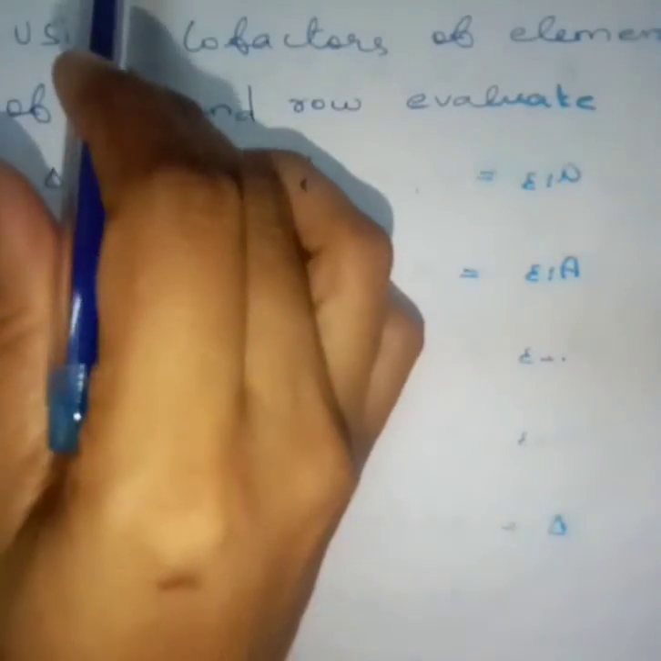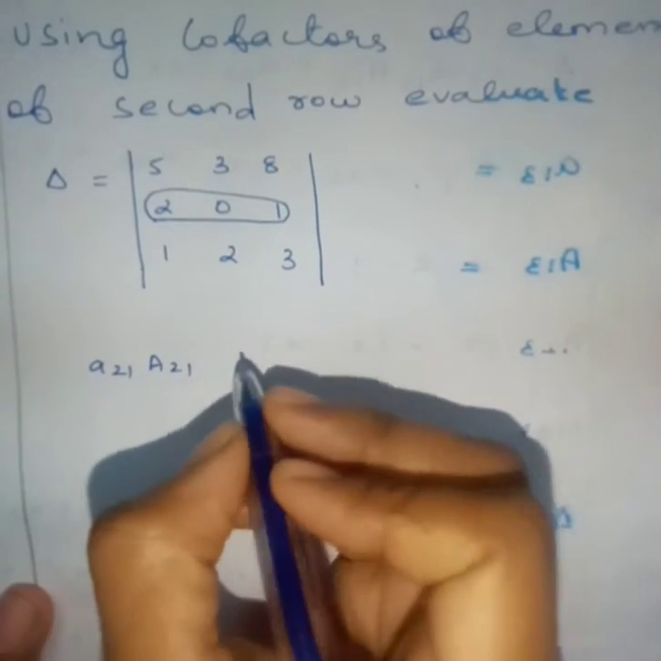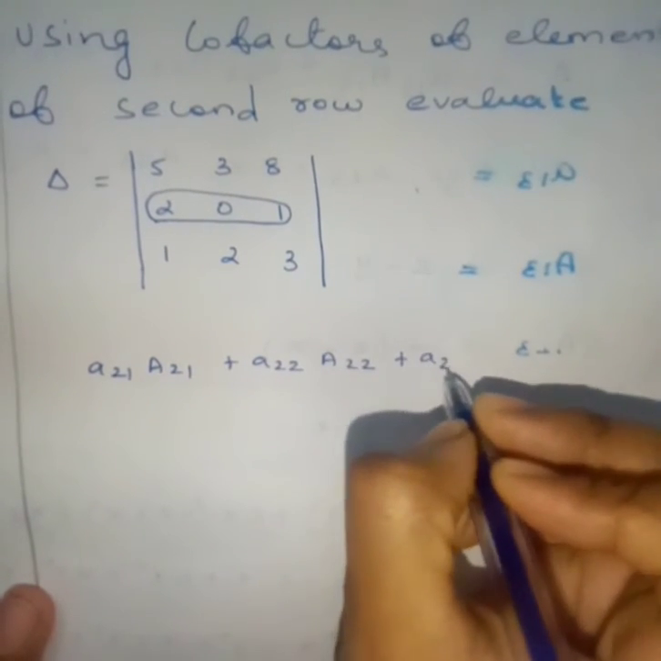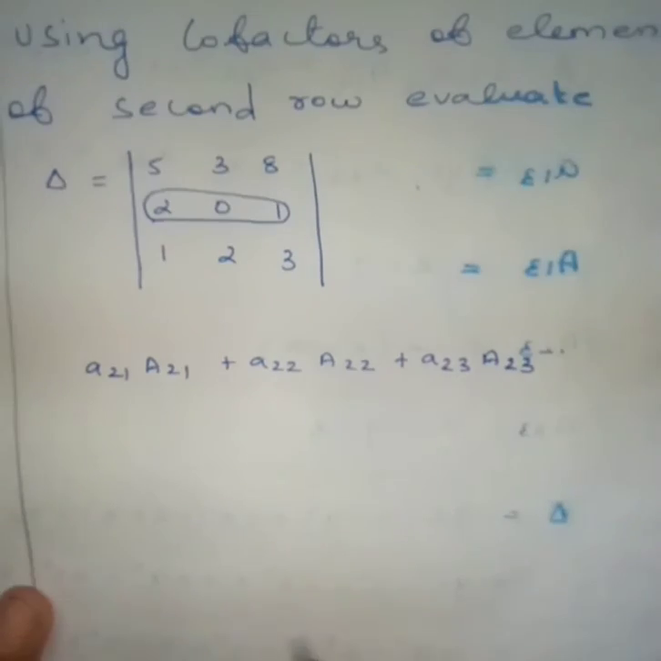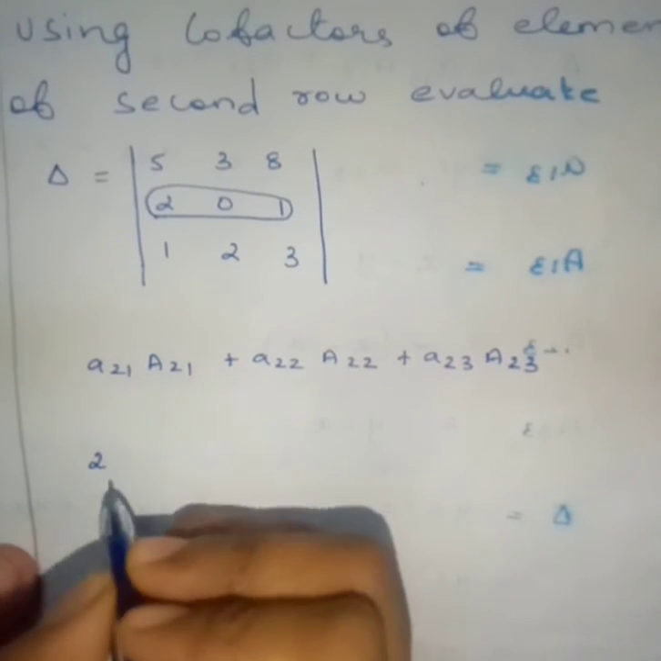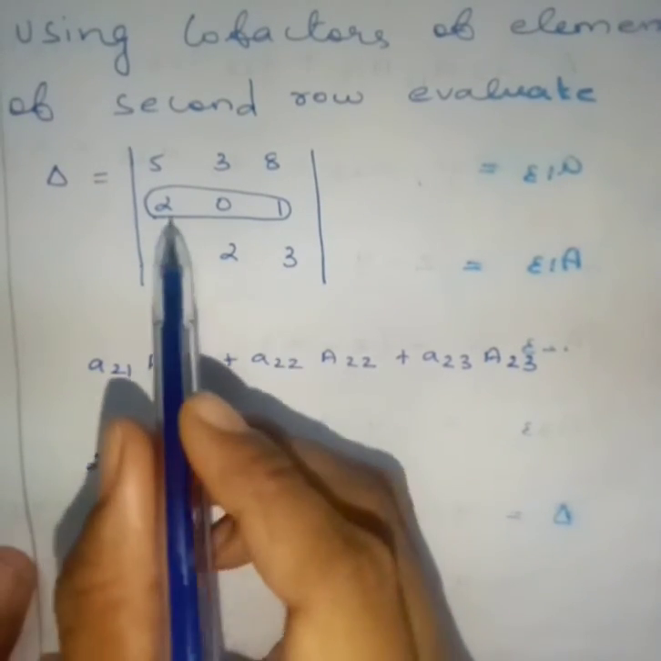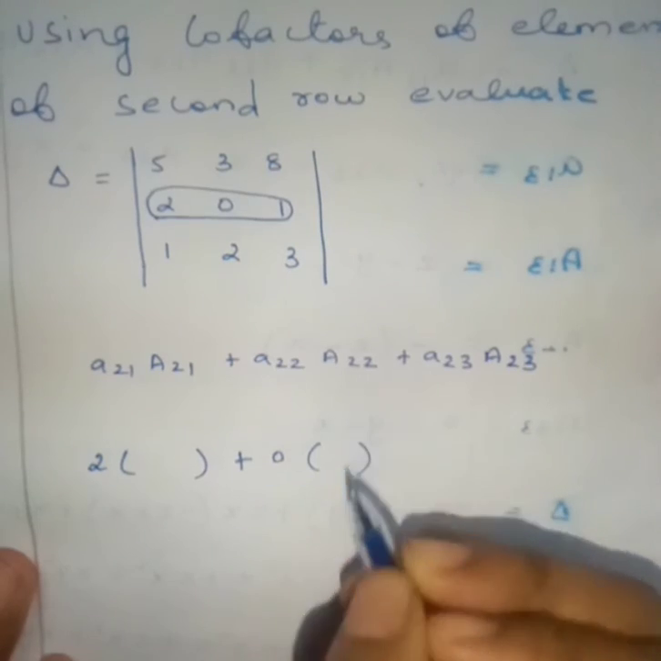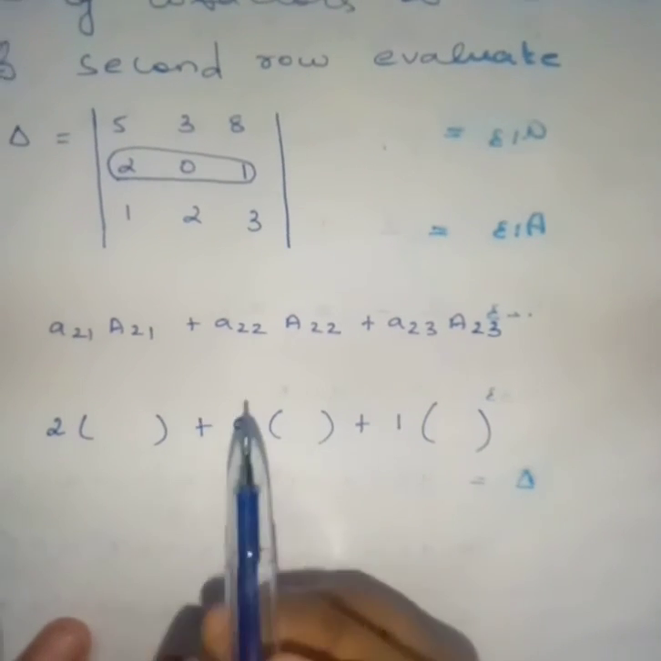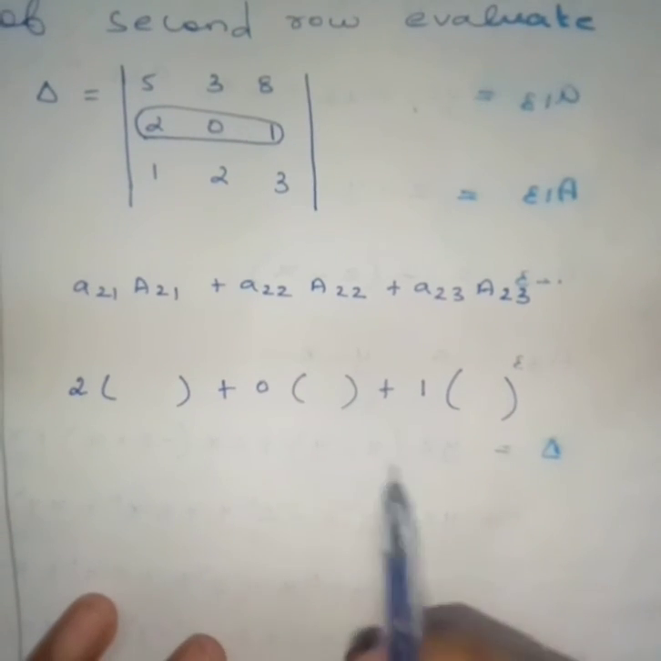Second row means which formula I can use? A21, A22, A23. Right. So A21 is this 2. You should find the cofactor of A21. The same way, A22 is this value of 0 and A22 is cofactor. A23 is 1 and the value of A23 is this cofactor. So you can find the cofactor of A21, A22, A23. You can substitute and you can find the answer.